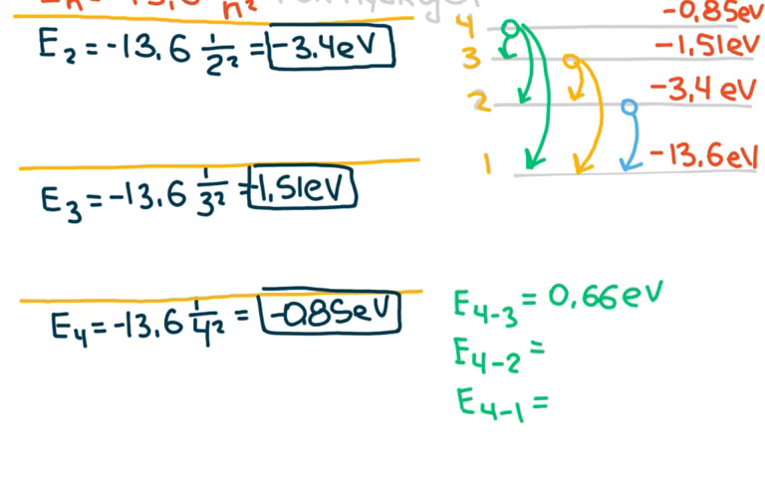For the jump between the 4th and the 2nd level, you would subtract 0.85 and 3.4, and that would give you 2.55 electron volts. And the jump between the 4th and the 1st level, we already did in the previous part, that was 12.75 electron volts. I'm going to write the answers for you quickly for the other two.